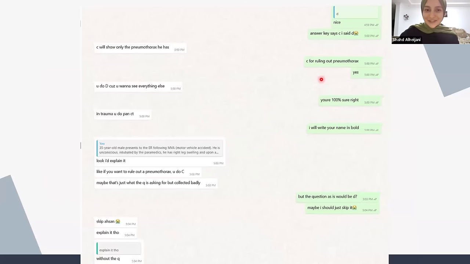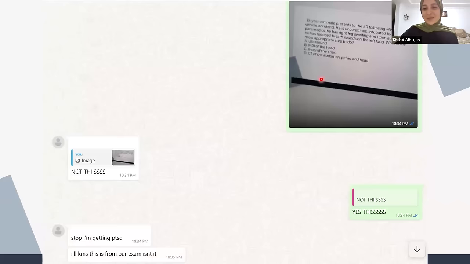People say D, safety. Some people say that yes, this is a motor vehicle accident, you need to do a pan CT. You need to check everything, because again, you need to do an X-ray for pneumothorax. And finally, I showed my friends this question and we remembered it from our exam. And till this day, nobody knows the answer. We still don't know. It's maybe a CT because it's a motor vehicle accident, X-ray if it's pneumothorax.